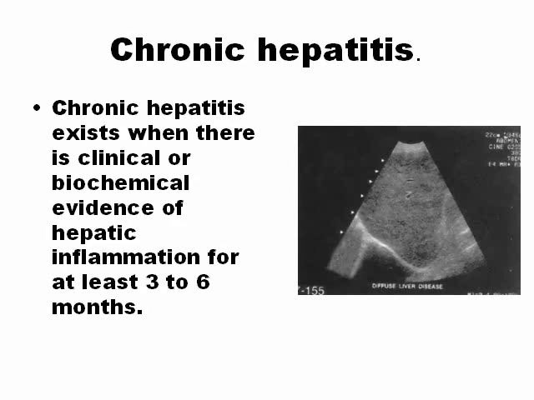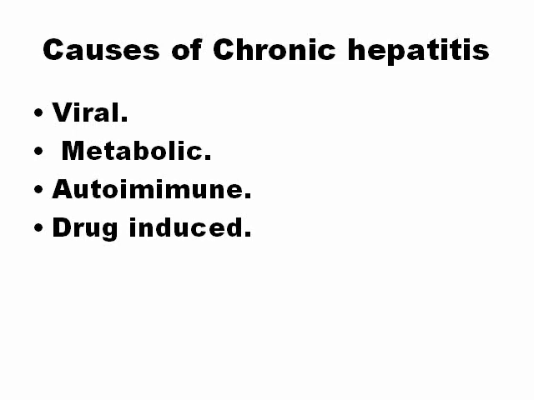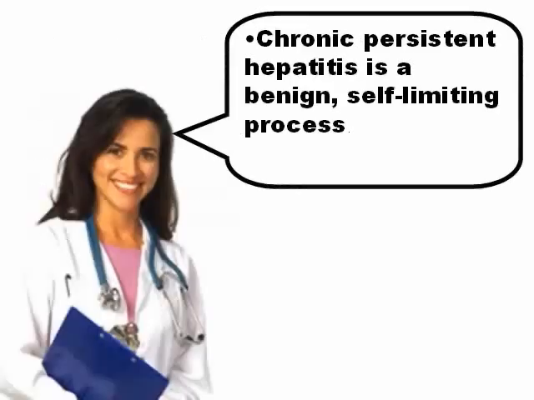Chronic hepatitis. Chronic hepatitis is when there is inflammation of the liver for more than 3 to 6 months. What are the causes of chronic hepatitis? The principal is viral, sometimes metabolic, other times autoimmune, that is, the person produces antibodies against the liver, and other times drug induced, but the most important for us is the viral cause of chronic hepatitis.